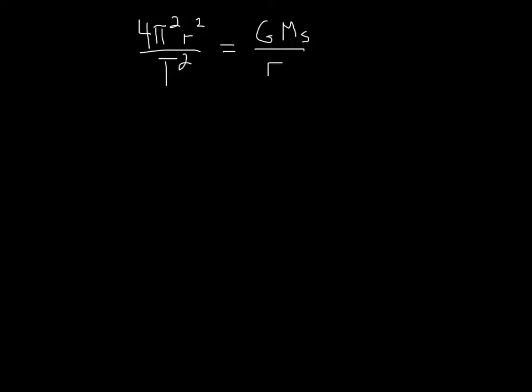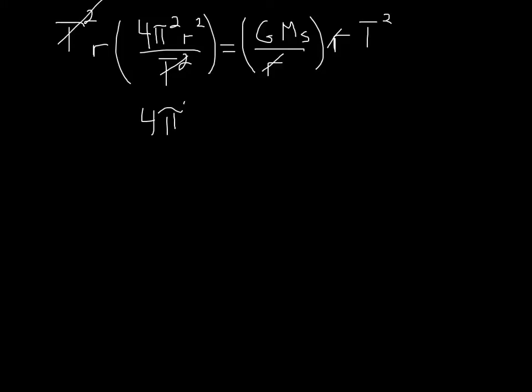And since I don't like fractions, I'm going to try to get rid of them. So I'm going to multiply both sides of this by r and both sides by t squared. That's just going to get rid of my fractions. My r's will cancel out on the right, my t squareds will cancel out on the left. So I'm left with 4 pi squared r cubed is equal to G times M_Sun, mass of the Sun, times period squared.